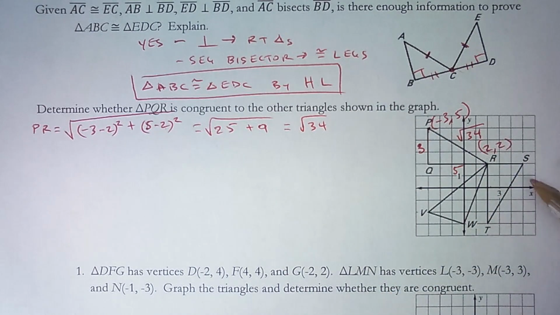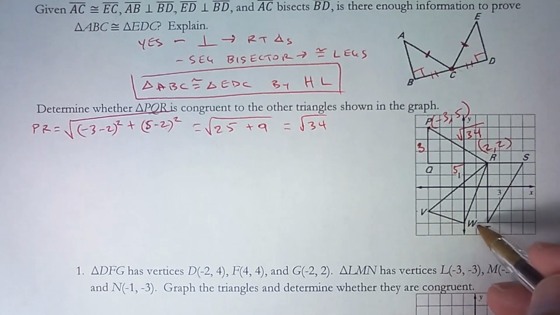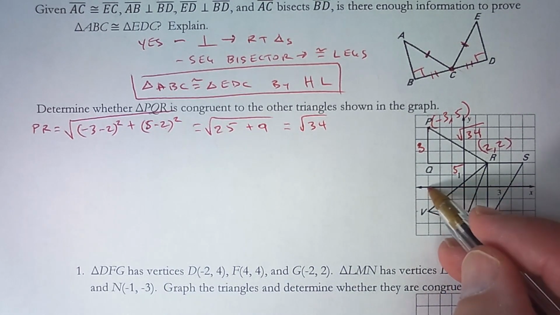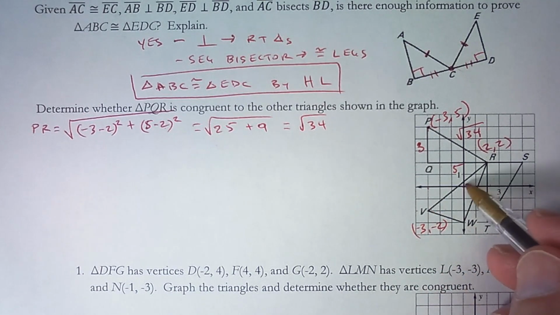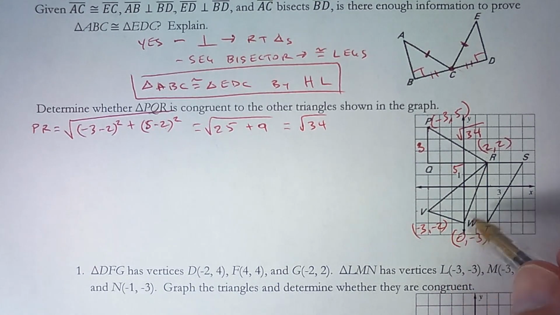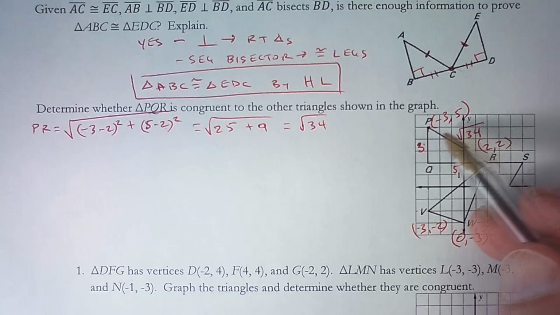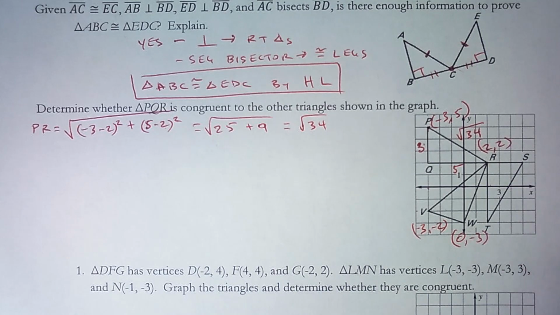I just want to see if any of the other sides of either of these two triangles is also the square root of 34. Okay, so let's check this triangle here, VWR. And let's use V and W. So V is 1, 2, 3, so -3, -2. And W is 0, -3. Now, if this side turns out to be equal to 3, 5, or the square root of 34, then we'll check other sides to see if they match the others of PQR. If this one is not one of those lengths, then I know it's not congruent.